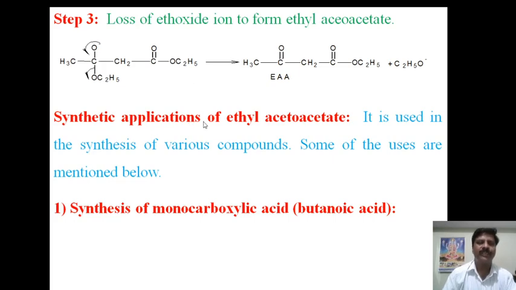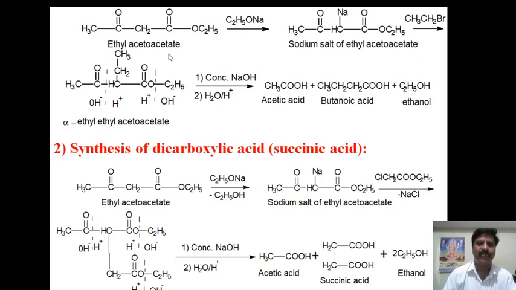Now coming to the synthetic applications of ethyl acetoacetate. Ethyl acetoacetate is used in the preparation of various compounds. Some of the compounds according to your syllabus I have to discuss. First one is synthesis of monocarboxylic acid, and here butanoic acid for your syllabus. For that, you have to take ethyl acetoacetate and react with sodium ethoxide to form the sodium salt of ethyl acetoacetate. Then it is treated with ethyl bromide to form this product.